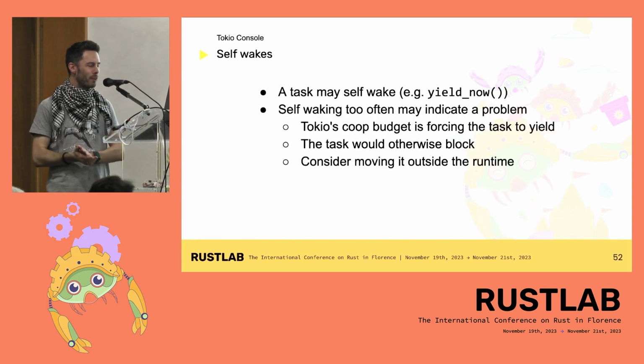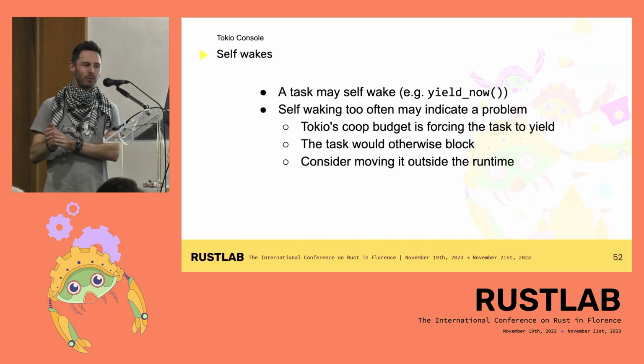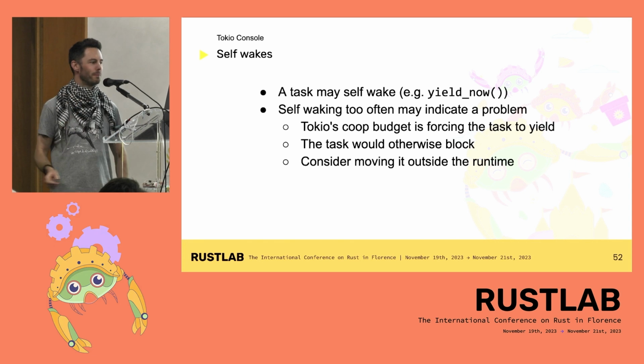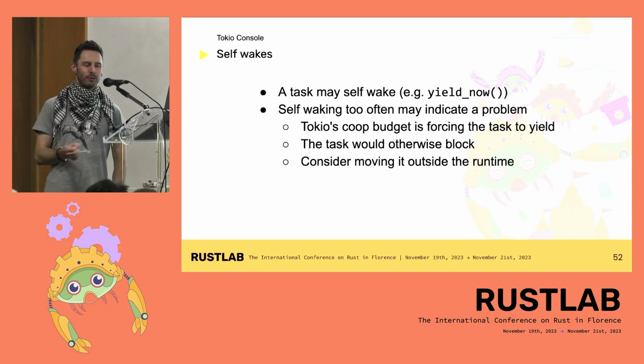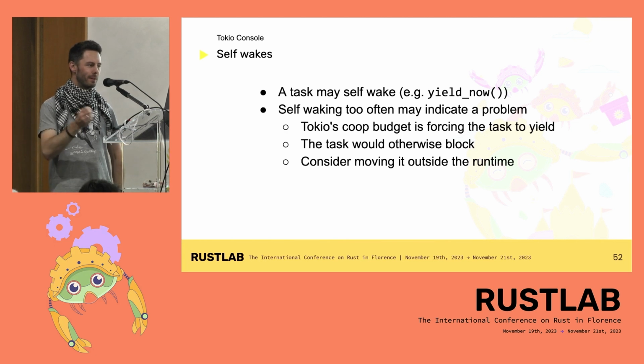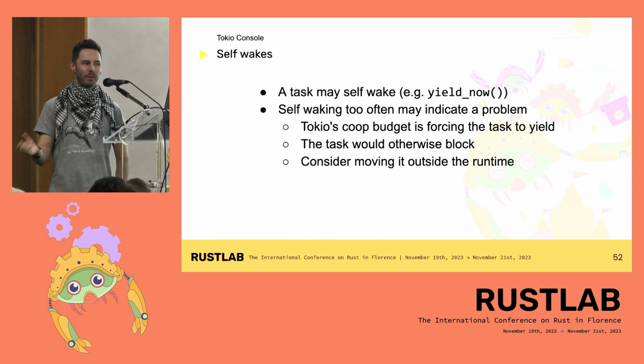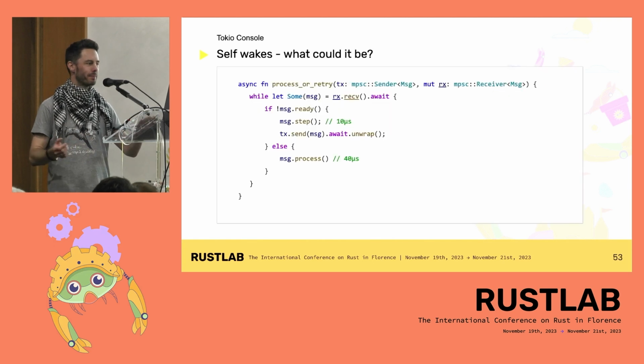So, self-wakes. A task may self-wake. So this is done sort of manually by you by calling yield now from Tokio. But self-waking too often might indicate a problem. For example, Tokio's co-op budget will force a task to wake, so self-wake, forcing it to yield in certain circumstances. This indicates that the task would otherwise block. So maybe you should consider moving this outside the runtime.